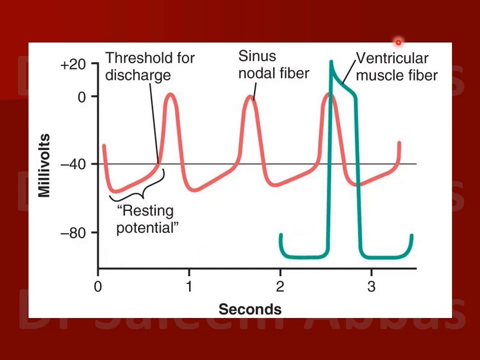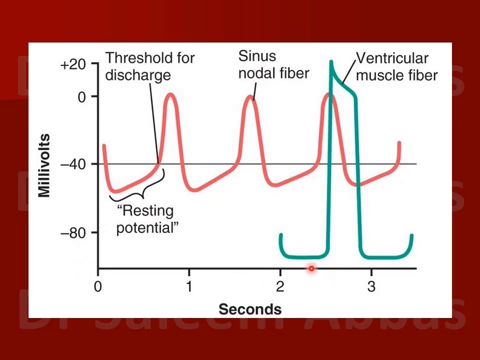The RMP in the ventricular muscle fiber is -90, the resting membrane potential. But here the resting membrane potential is -60 or -55. So this is one of the differences, okay? Here the RMP has a very low negativity as compared to -90.